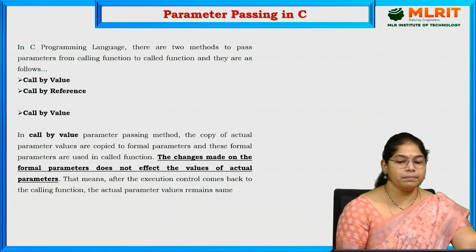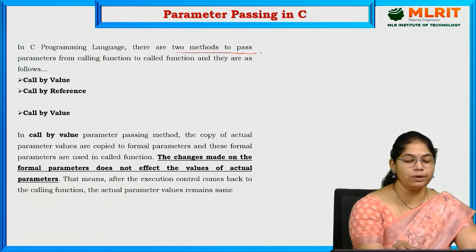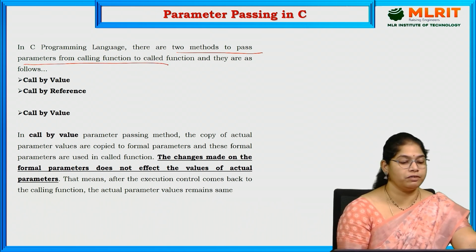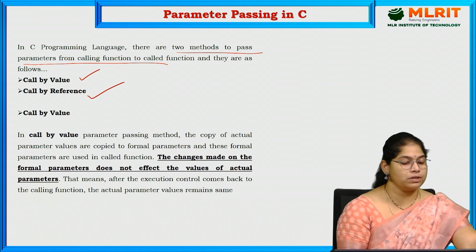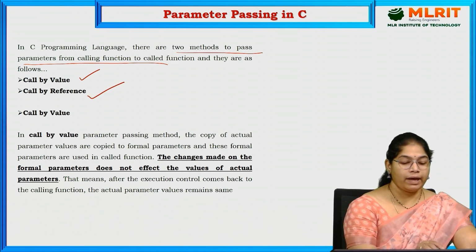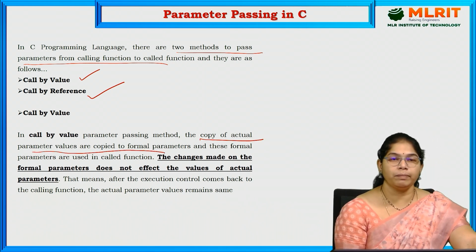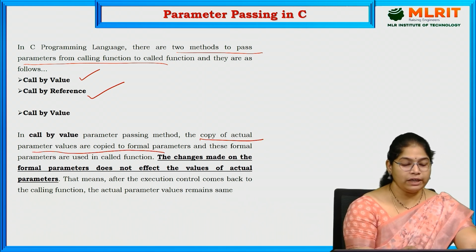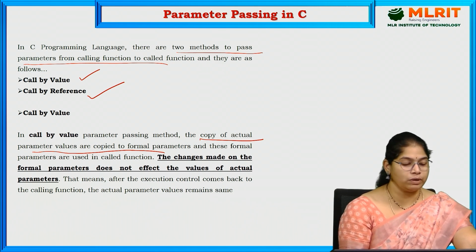Now parameter passing in the C programming language: there are two ways to pass parameters from the calling function to the called function. One is call by value and the other is call by reference. In call by value, the copy of the actual parameters is copied to the formal parameters. So the changes made to the formal parameters do not affect the actual parameters.